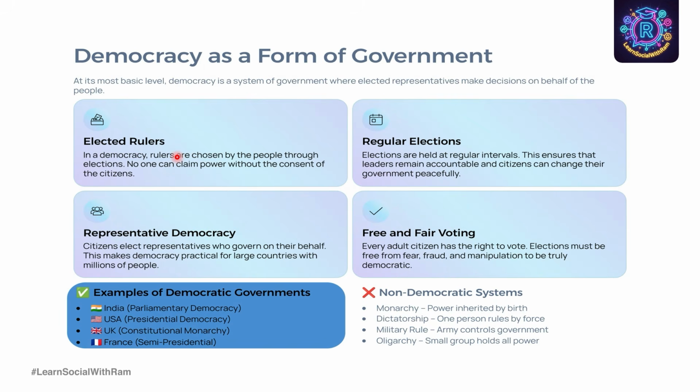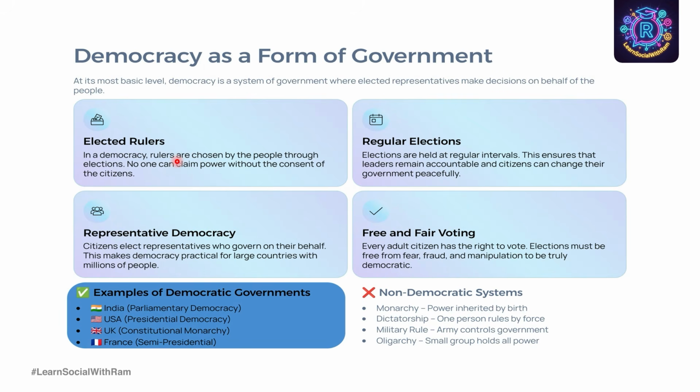So, winning representatives form the government. They take responsibility for governance. And step 3, the decisions are made. So, who are the ones who are going to make decisions? The leaders. The leaders make laws, policies, major decisions. These decisions affect people's life.